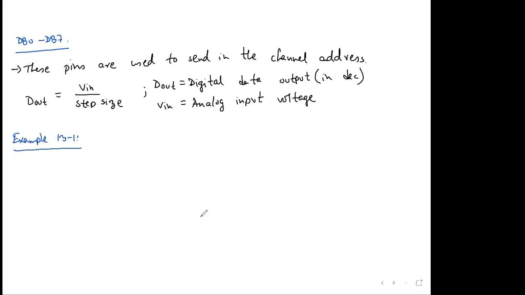Okay, so the pins that are a bit different from your previous ADC are DB0 to DB7. These pins, your DB0 to DB7, can be used either as input pins or as output pins. Previously, in the previous chip, this was analogous to D0 to D7, which were your data output pins only. But now, in this case, DB0 to DB7 can be used either as input or as output.